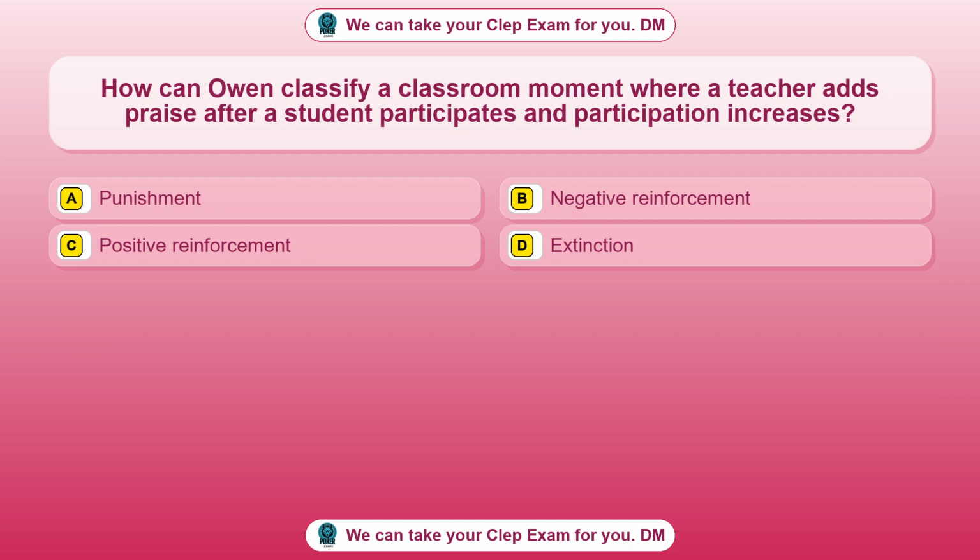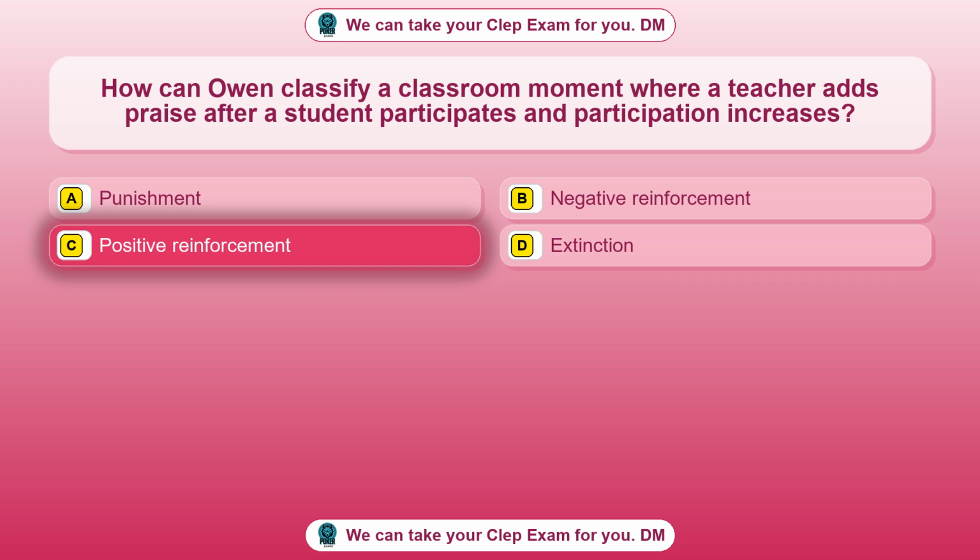Question 2. How can Owen classify a classroom moment where a teacher adds praise after a student participates and participation increases? Option A, punishment. Option B, negative reinforcement. Option C, positive reinforcement. Option D, extinction. The correct answer is option C.